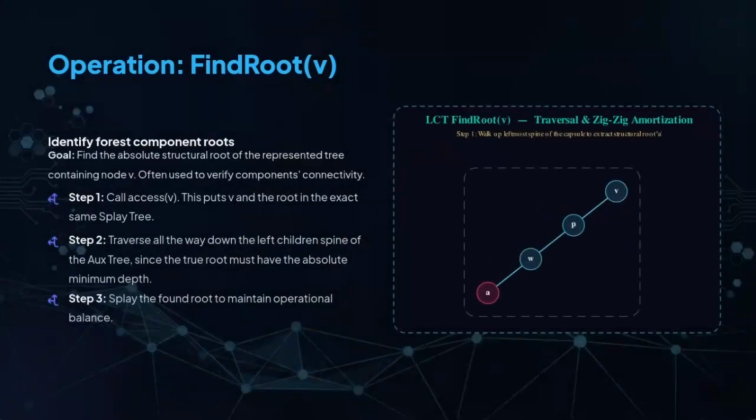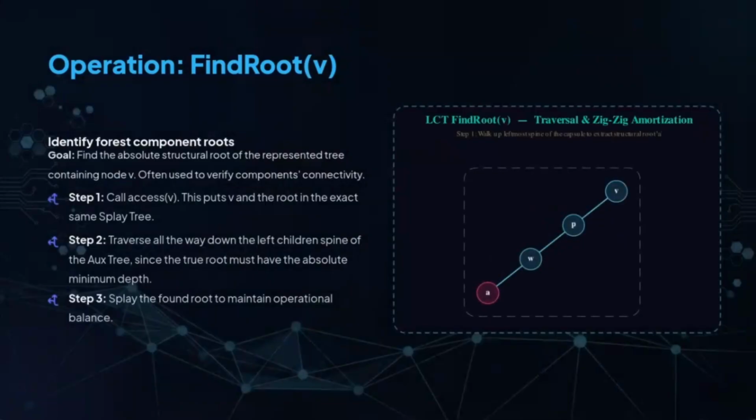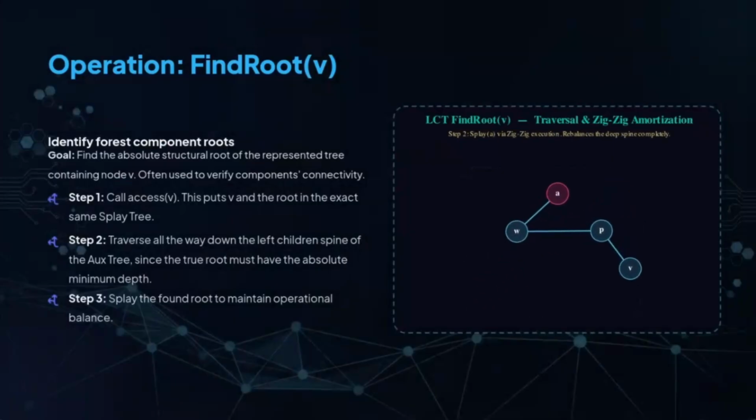Step 2. We traverse all the way down the left children spine of the auxiliary tree. Because nodes are keyed by depth, the true root must have the absolute minimum depth. This will always be the leftmost node. Step 3. Display the found root to maintain operational balance. You can see this lateral traversal happening in the looping video.